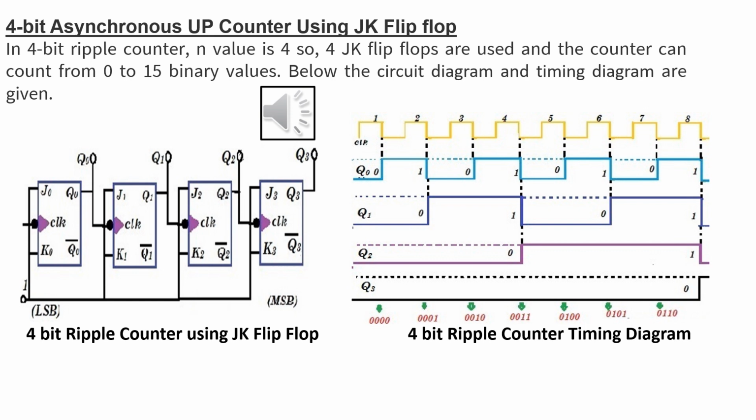That means we got the output at the Q naught terminal. So the Q naught is acting as clock pulse to the second flip-flop. So Q1 will consider Q naught as its clock pulse, so it will be activated during the transition of the Q naught from high state to the lower state. In the similar manner, Q2 will be considering Q1 as its clock pulse and Q3 will be considering Q2 as its clock pulse.